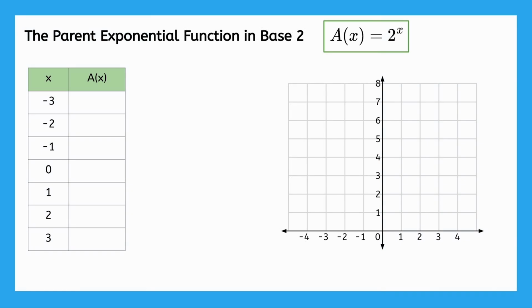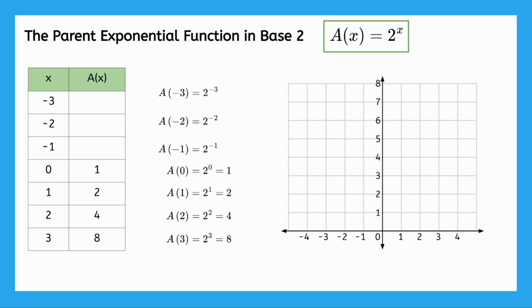Evaluating 2 to the x at the positive values 1, 2, and 3 gives 2, 4, and 8 respectively. At x equals 0, we'd have 2 to the 0, which we know is equal to 1. And evaluating at the negative values, we would simply get the reciprocals of the outputs we got for their positive counterparts. Plotting these points gives us this exponential growth curve we are very familiar with by now. Furthermore, as we saw earlier in this unit, we know that as x goes to negative infinity, this graph approaches the horizontal asymptote y equals 0.